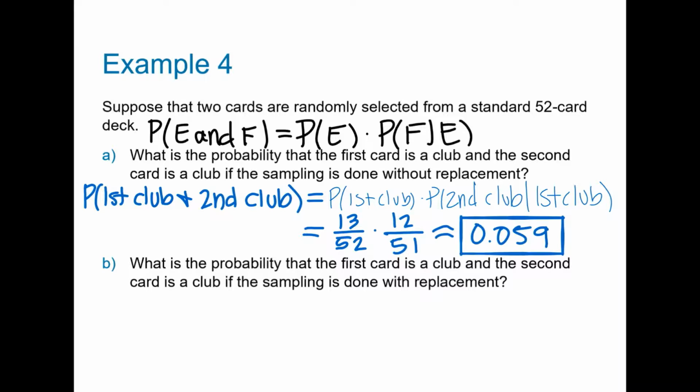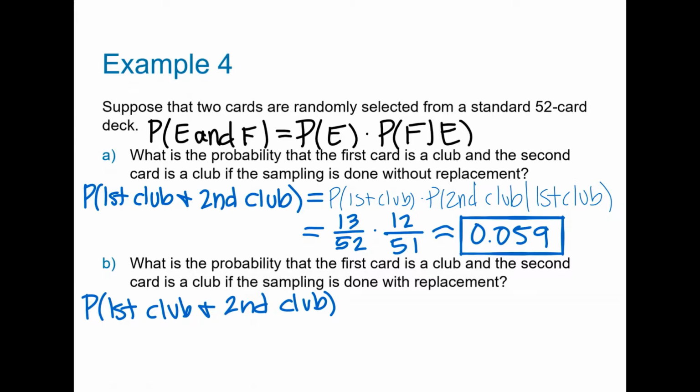Part B, what is the probability that the first card is a club and the second card is a club if the sampling is done with replacement? So we're trying to find the probability that the first card is a club and the second card is a club. Now we have to determine whether these events are independent or dependent. Because we are trying to compute this probability with replacement, that means we're going to draw a card from the 52 cards, look at it, and then put it back, and then draw the second one.